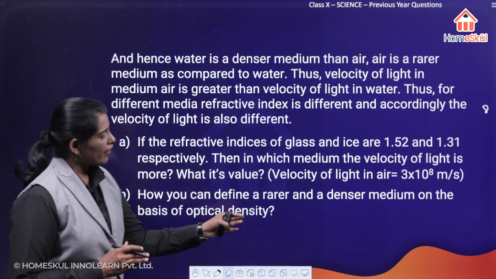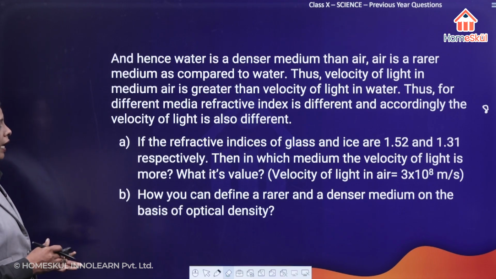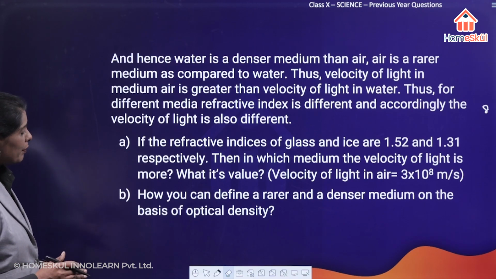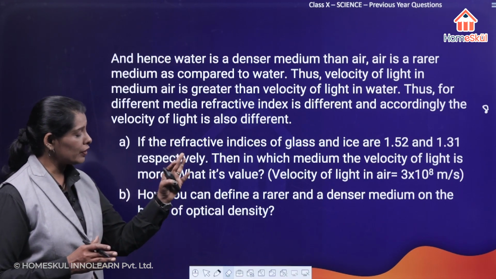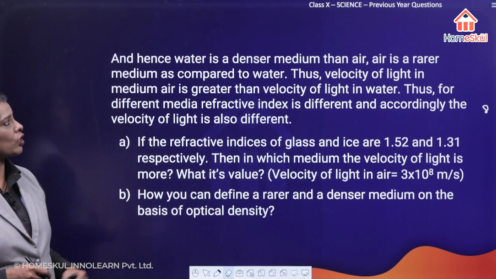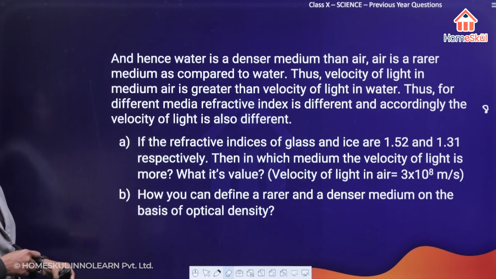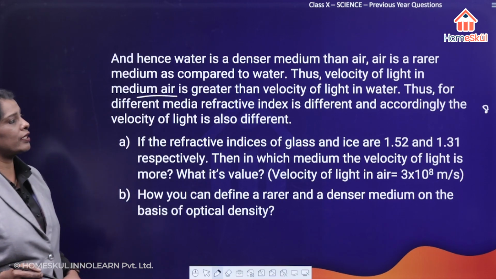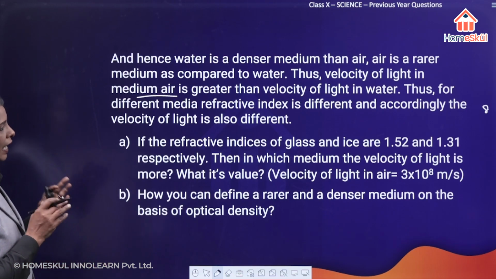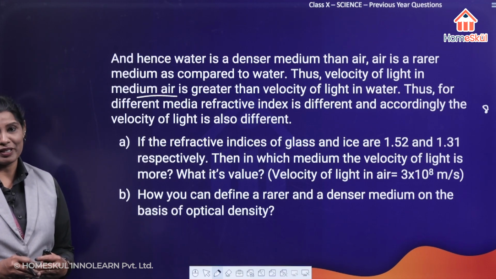Now, we have to define a rarer and a denser medium on the basis of optical density. We know that the medium in which the speed of light is more is a rarer medium, and the medium in which the speed of light is less is a denser medium, as we have seen in the passage also. Here water is a denser medium, air is a rarer medium. So we know that the velocity of light in air, which is a rarer medium, is greater than the velocity of light in water, which is a denser medium. So the velocity of light is more in a rarer medium and less in a denser medium.